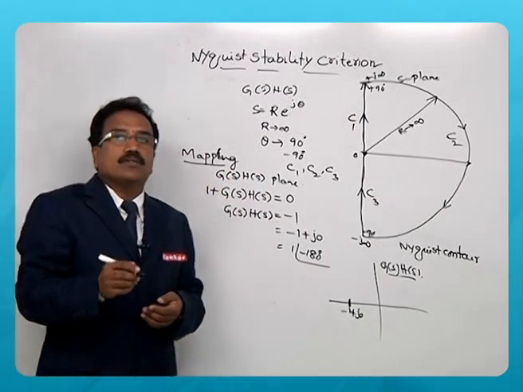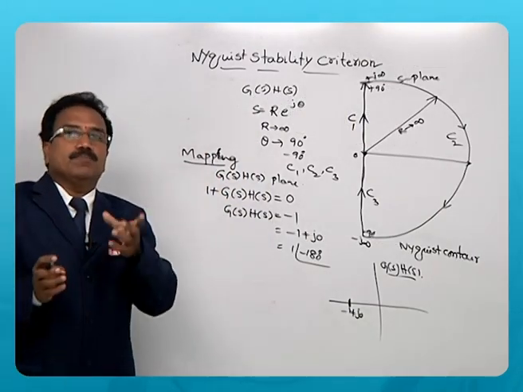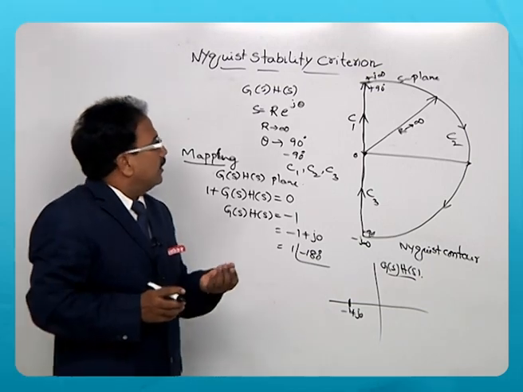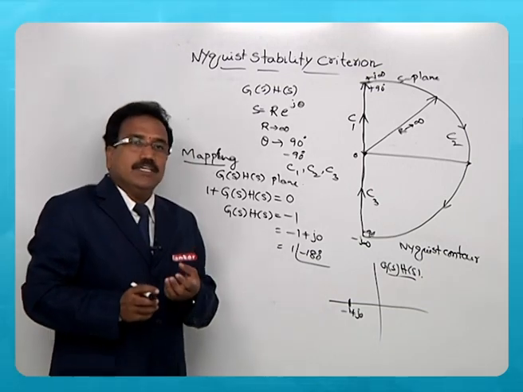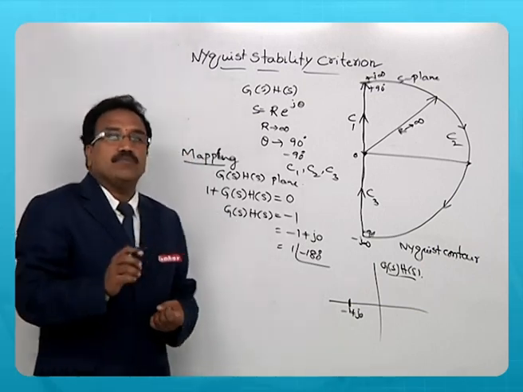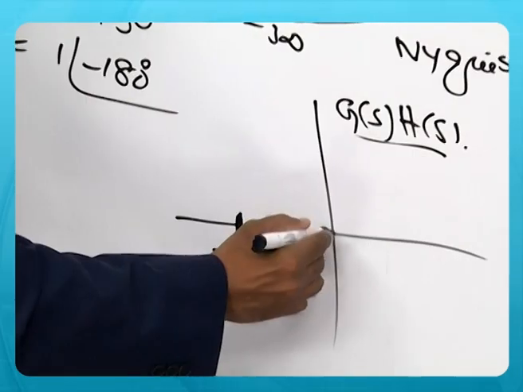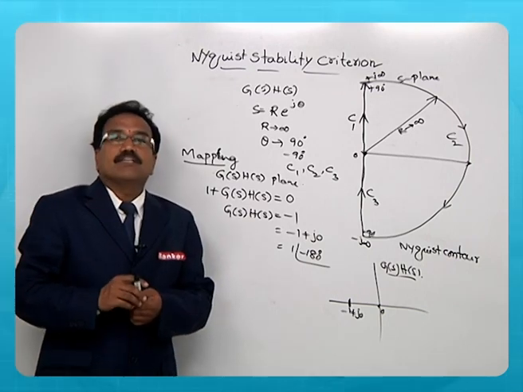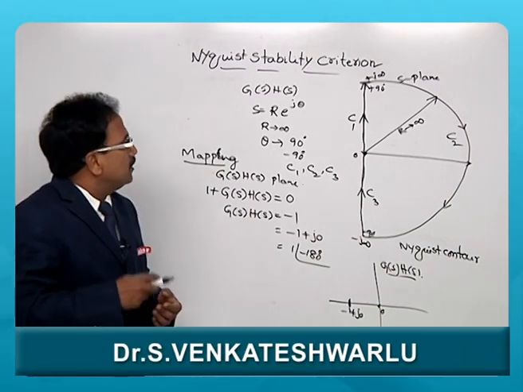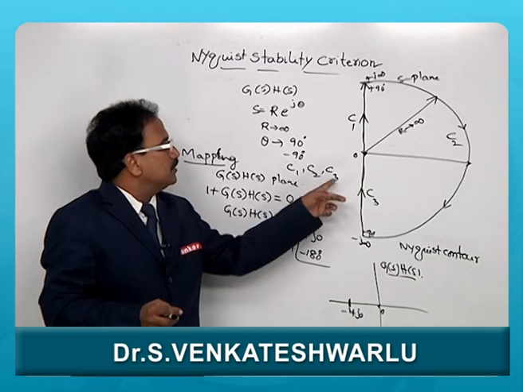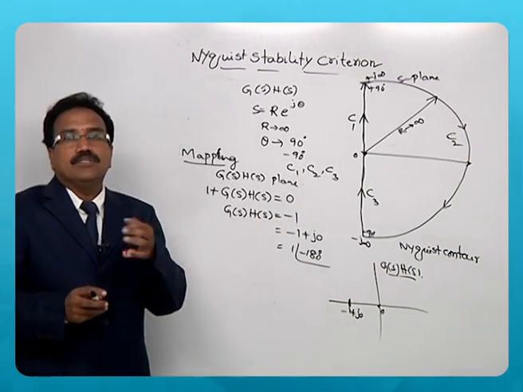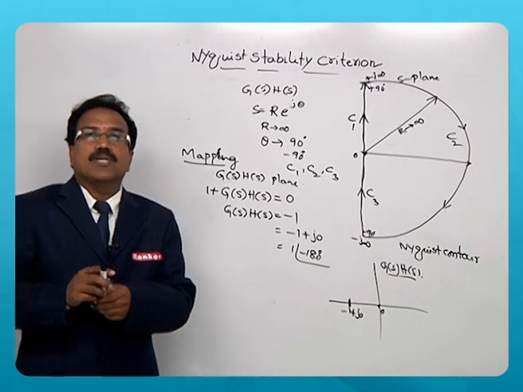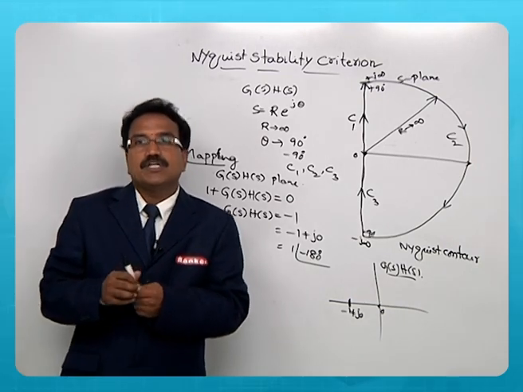So we must look for the principle of argument in Nyquist stability criteria for the critical point of minus 1 plus j0, but not the origin. This is according to the characteristic equation. Now we will see how these C1, C2, C3 are mapped into the G(s)H(s) plane to assess the closed loop system stability.